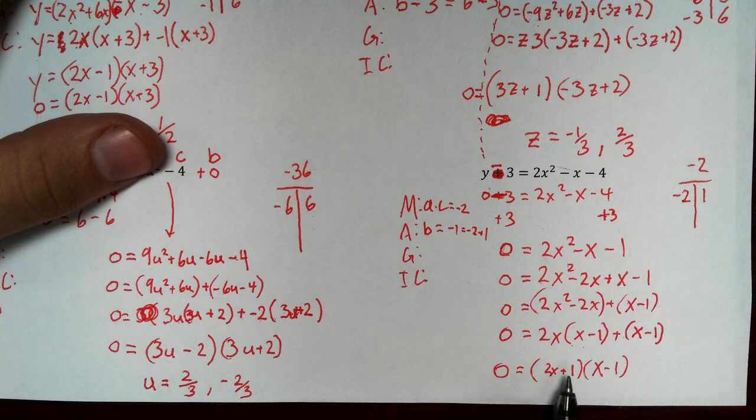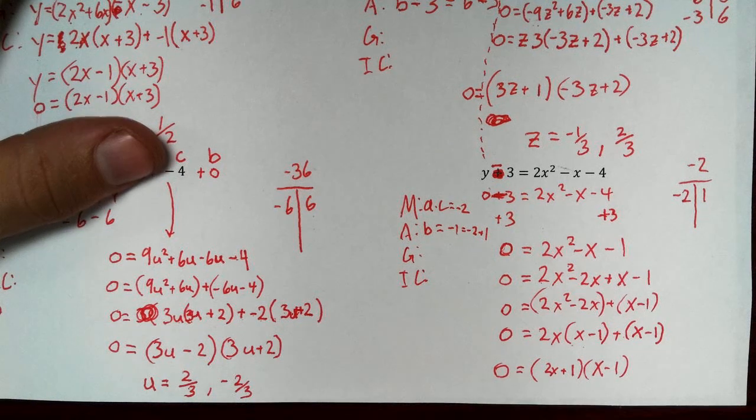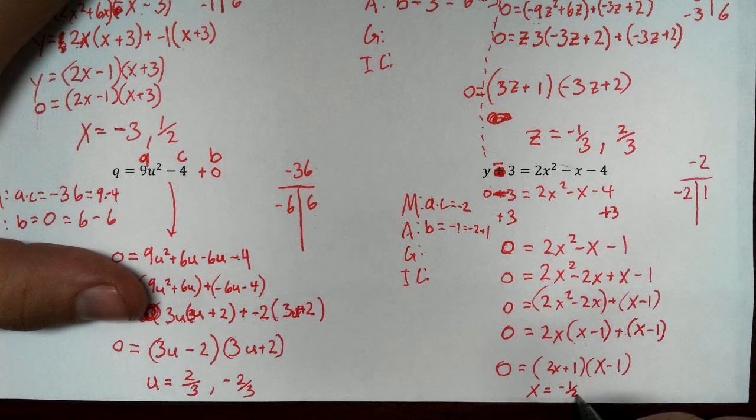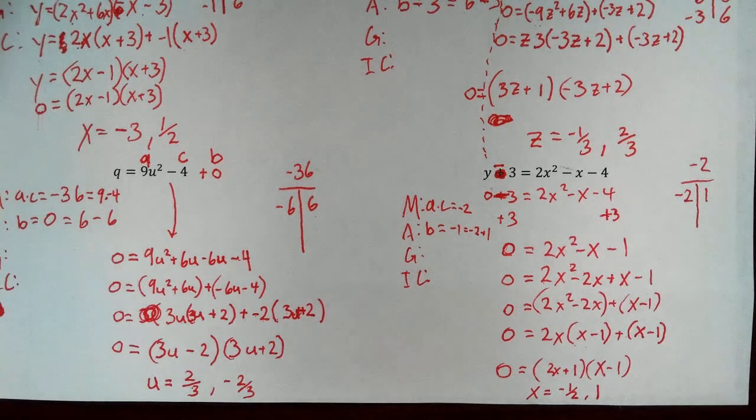We're good to go. Now you can go ahead, I challenge you to find out what the solutions are to this, but I'm just going to go ahead and tell you so you can check your work that it's going to be negative 1/2 and 1. Okay? Factoring by grouping. Yay!